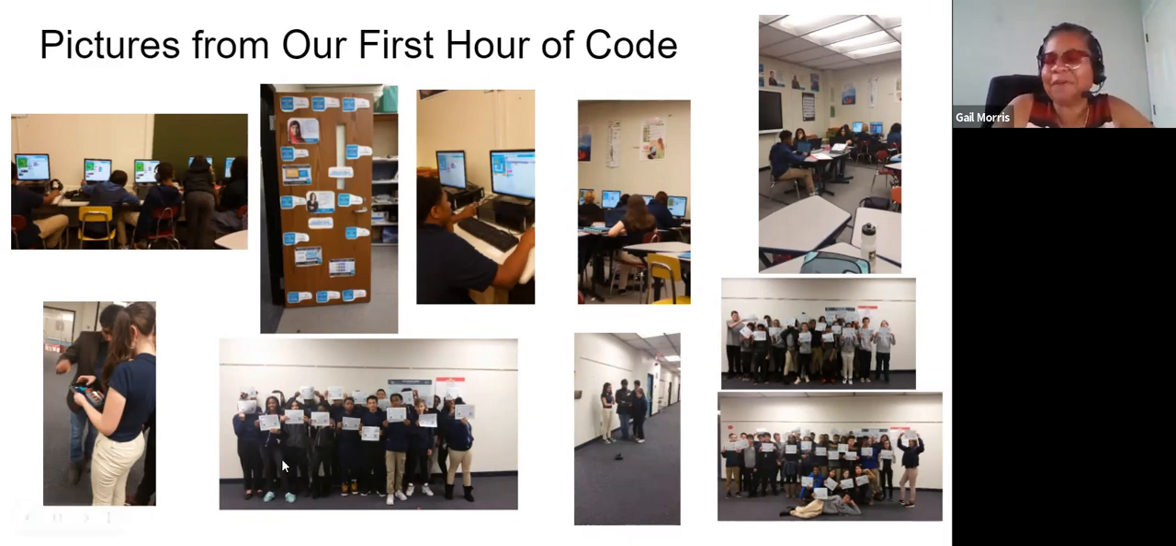And then after they went through and we completed the Hour of Code, we took pictures with them. These are 7th graders here, in the gray, and then we took a picture. So of course, middle school kids, they love taking pictures as well. So that was my first one. I felt as though it was very successful.